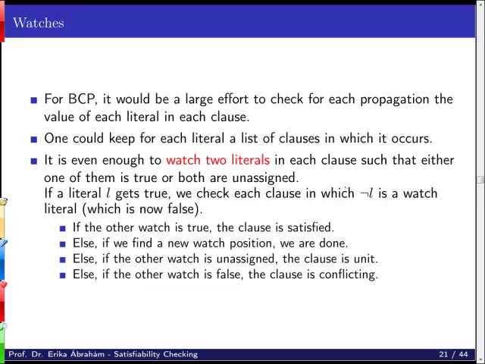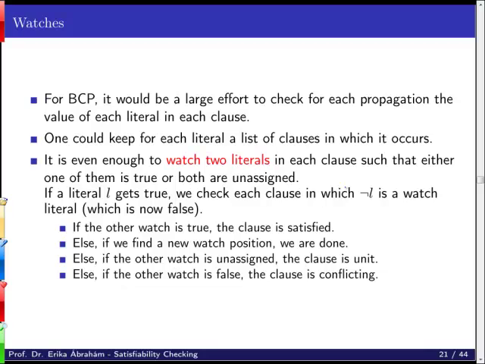So again, what we do is we take two literals in each clause which are either true or unassigned. And if one of the literals gets true, then we check each clause in which the negation is a watch, which means which became now false. Then we check if the other watch is true, then the clause is satisfied, and if the other watch is not true, then we try to find a new position. If we find a new position which is true or unassigned, then we are done. Otherwise, we have two possibilities: either the other watch is false, then we have a conflict, or the other watch is unassigned, and then we have an implication.